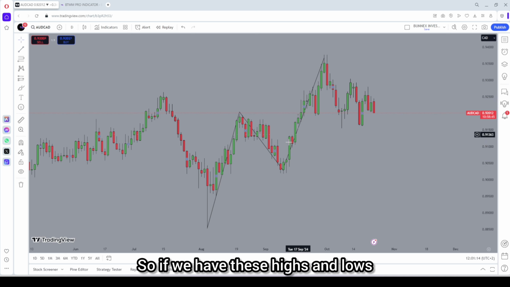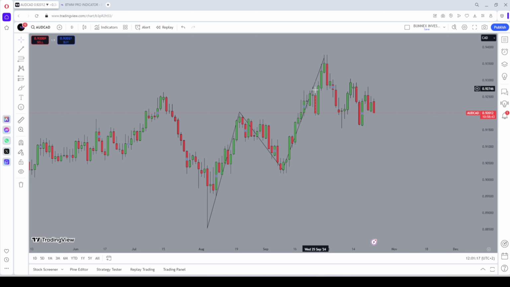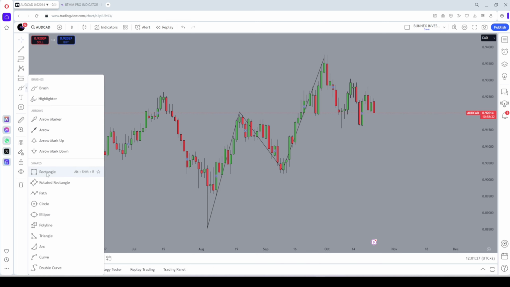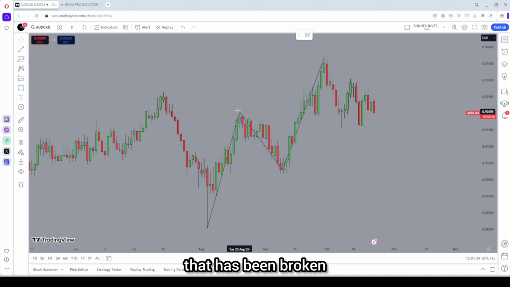So if we have these highs and lows, where is our next low going to be formed? We expect or anticipate that low to be formed at the previous high that has been broken.